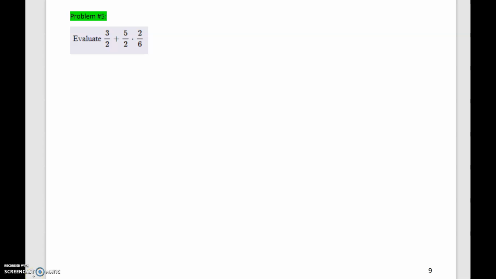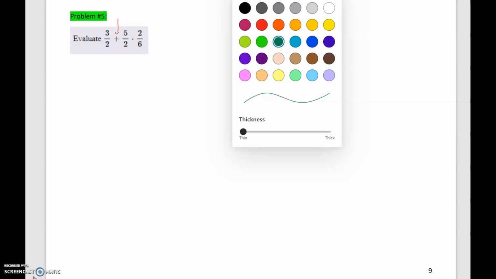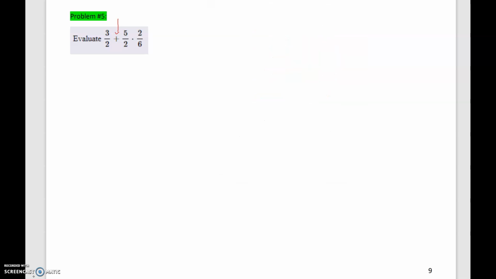Hi class, let's take a look at example 5. Now we have to be a little bit careful on example 5 because, due to the fact that you have that sum, you need to simplify either this fraction first or the multiplication. By order of operations, from left to right, you do multiplication or division as they come, as you see first. The last operation is addition or subtraction.